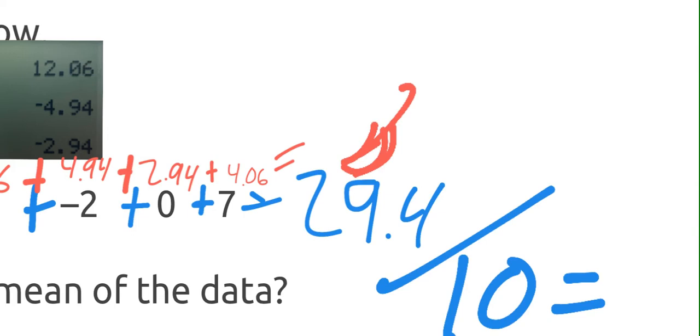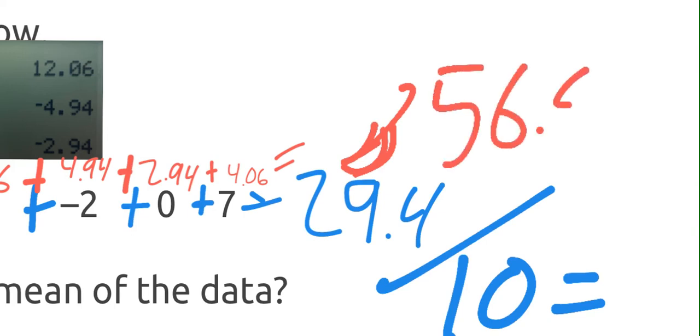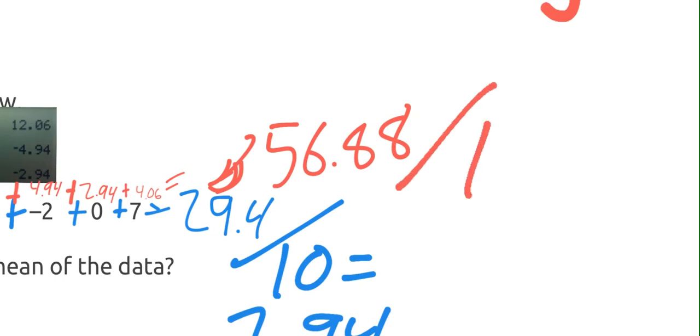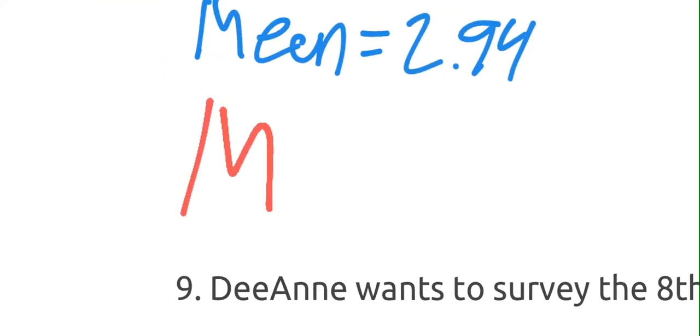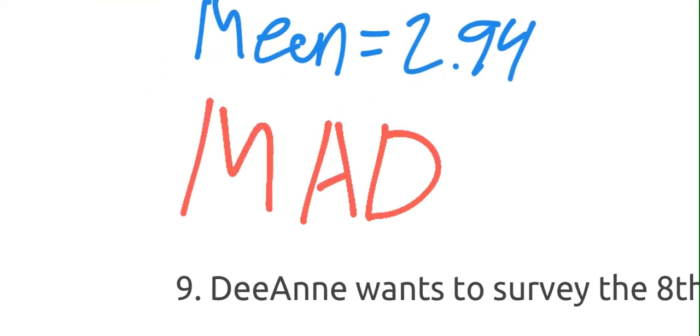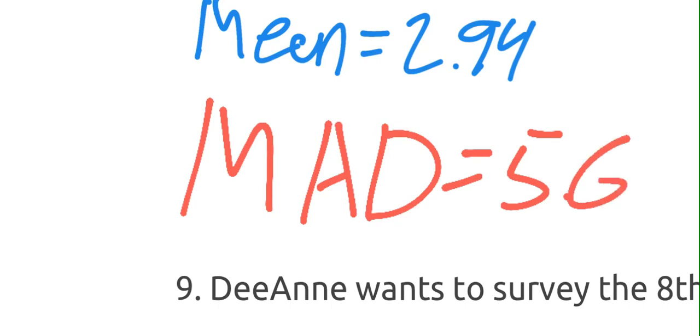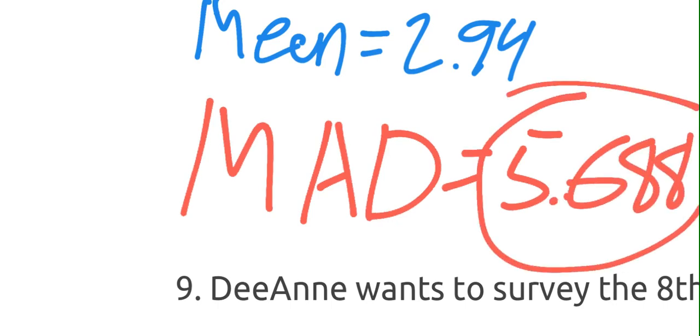Oh my gosh, my pen's not working. 56.88. And when you divide this one by 10, you get 5.688. So our mean absolute deviation, I'm not going to round this time, is 5.688. There's supposed to be a point there. Final answer on that one.